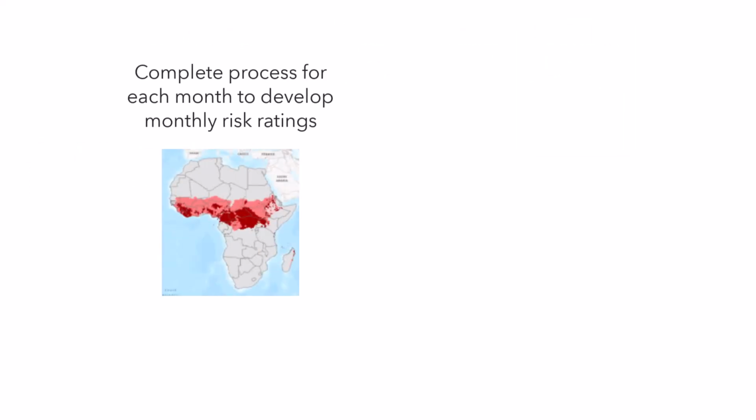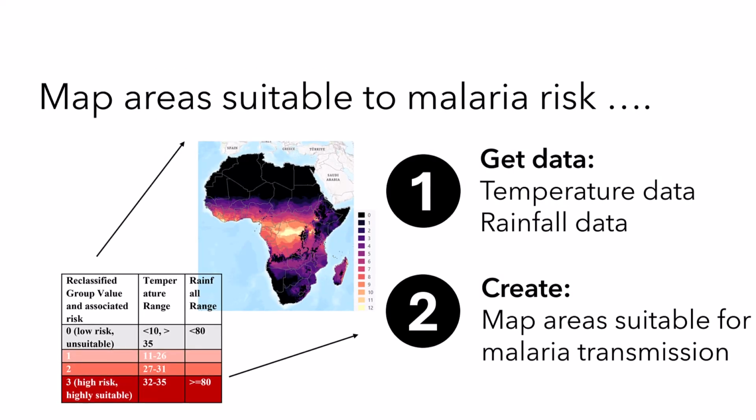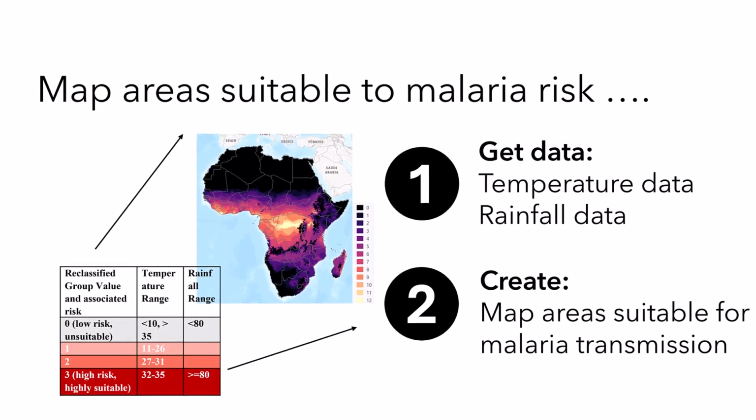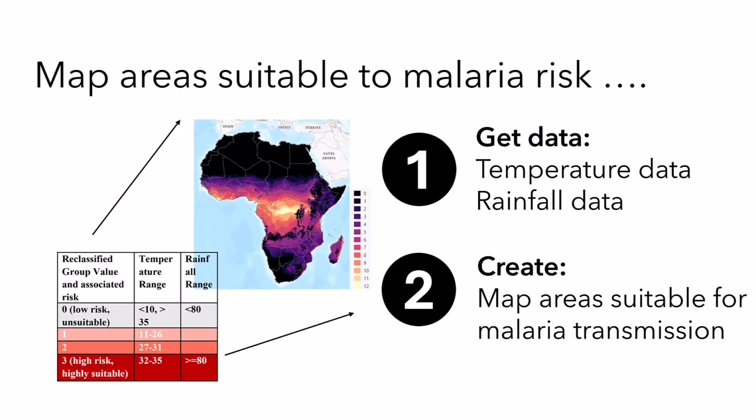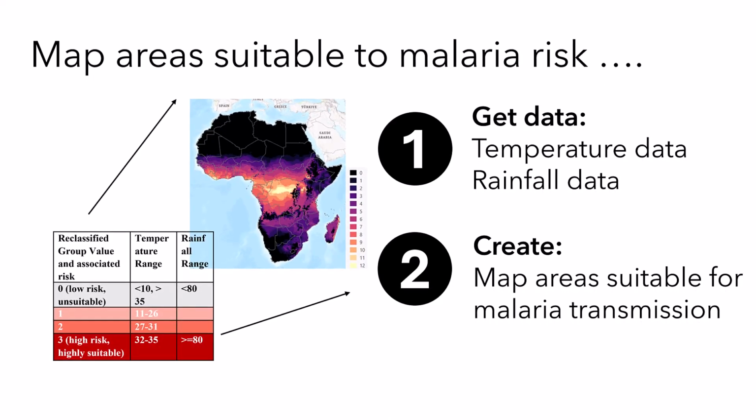You can complete this process for each month of a year to develop monthly risk ratings or combine your monthly scores to create a risk map for an entire year. Your yearly map could, for example, highlight the number of months malaria is a risk in different locations.